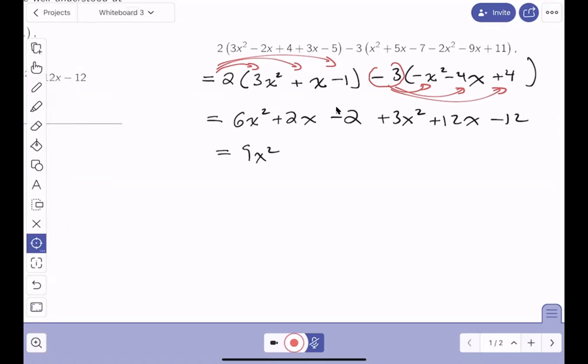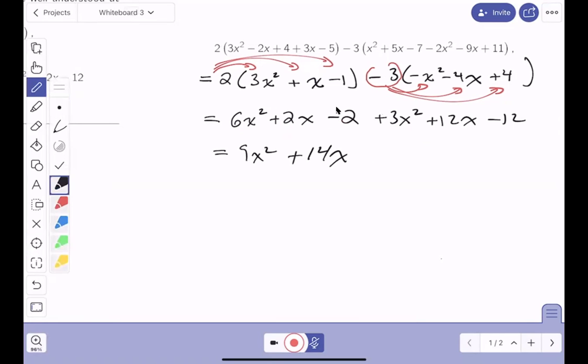All right, let's keep going. 2x plus 12x is 14x. Let's keep going. -2 minus 12 is -14.